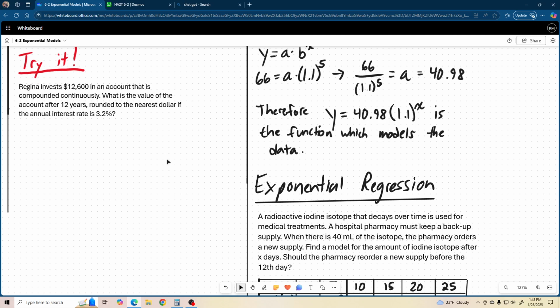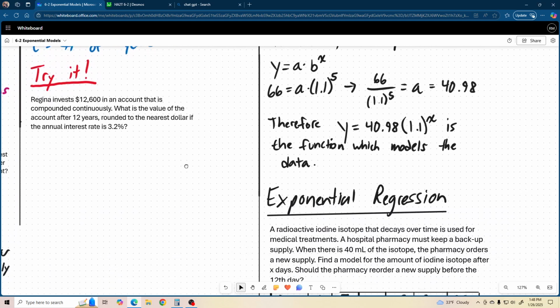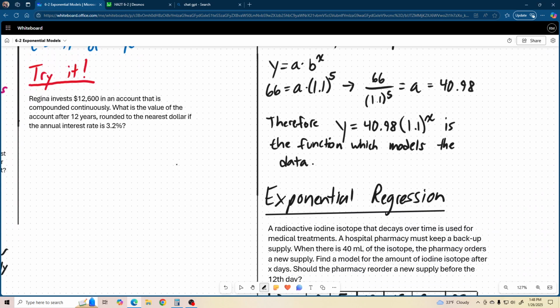All right, welcome back. Let's go and give it a shot. So Regina invests $12,600 in an account that is compounded continuously. What is the value of the account after 12 years, rounded to the nearest dollar, if the annual interest rate is 3.2%? All right, well, we're going to use the formula we just learned. So this is PERT. A equals P E to the power RT.